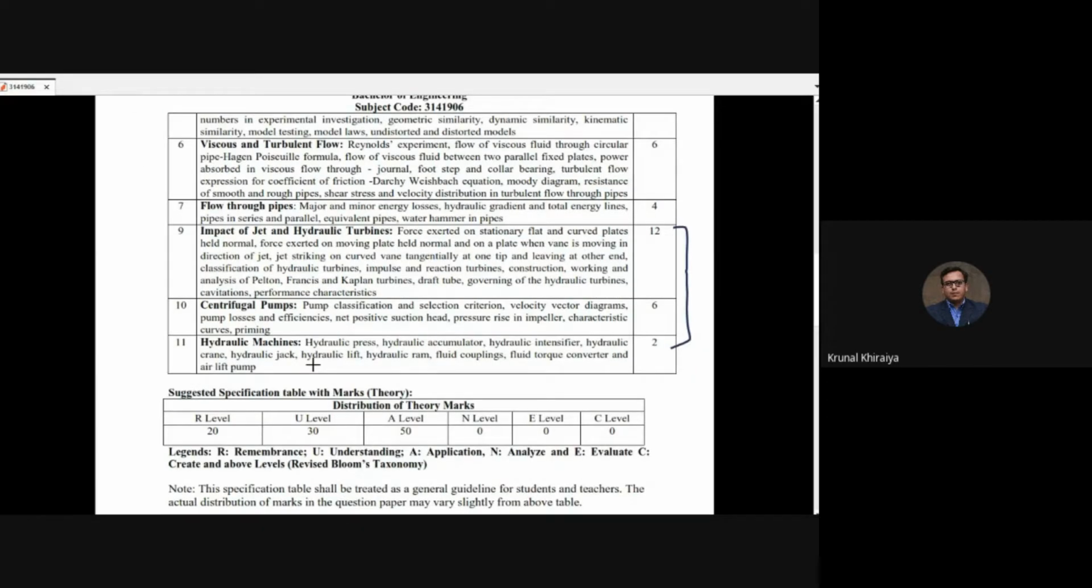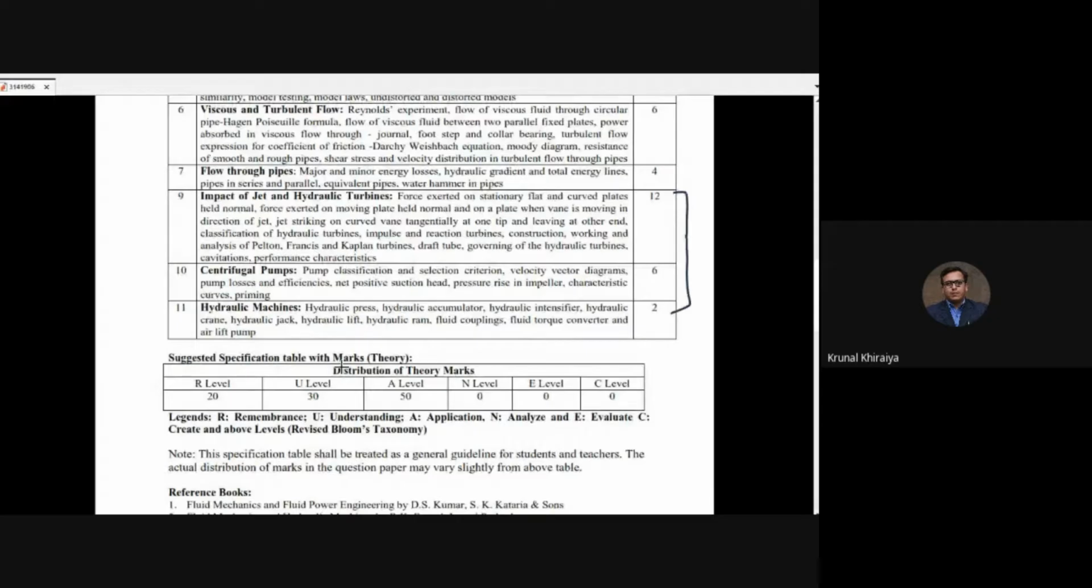Now here the suggested specification table gives a significant representation of the distribution of theory marks; your question paper is designed based on this specification table. See, actually it is the level of learning. As all of you know, there are different domains of learning, like the psychomotor domain, the affective domain, and the cognitive domain. Majority of UG programs, meaning undergraduate programs, have learning in the cognitive domain. In the cognitive domain we have six different levels of learning.